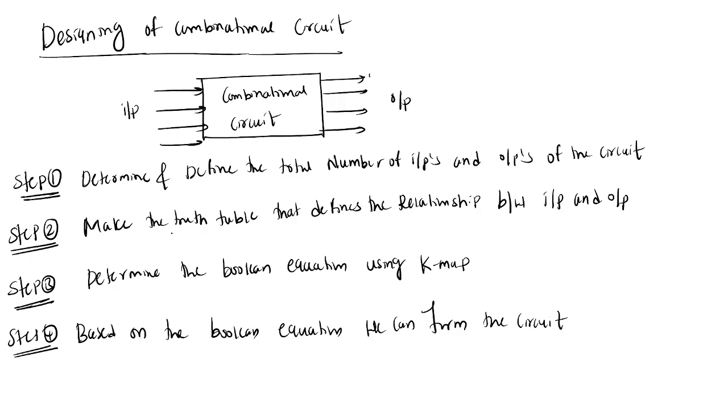So these are the steps you need to follow when you are designing the combinational circuit. First, you need to identify the total number of inputs and outputs. Then you should make a truth table based on the relationship between input and output, and determine the Boolean equation using K-map. And based on the Boolean equation, we can form the circuit. Okay, so these steps are fine.